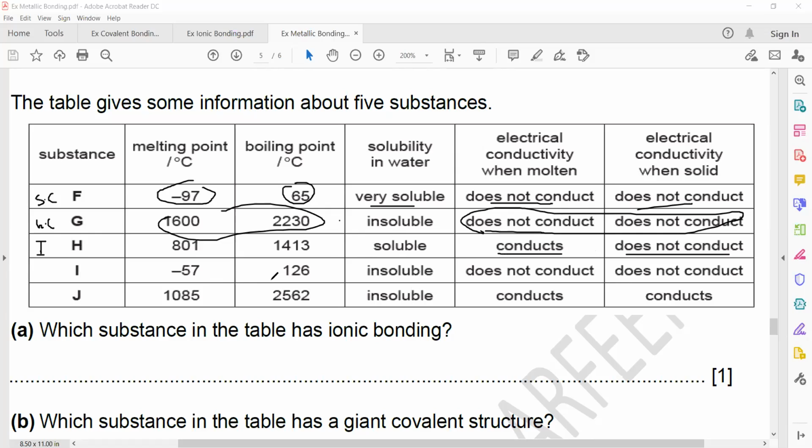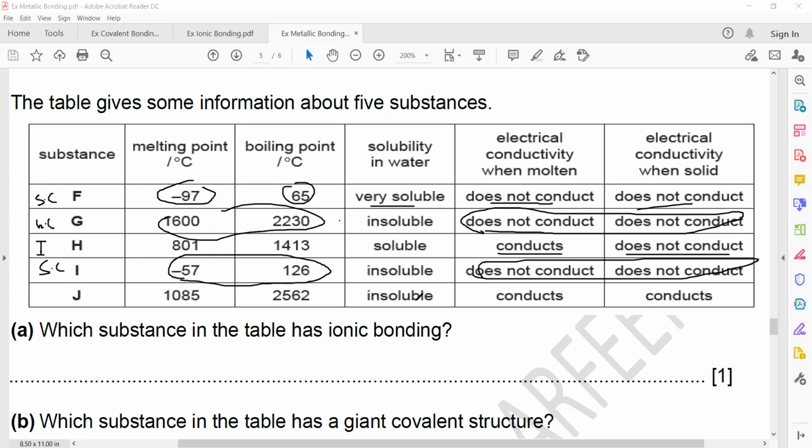Minus 57 and 126, insoluble, does not conduct electricity. What could this compound be? Low melting and boiling point and does not conduct electricity in molten or in solid state. What could this compound be? Simple covalent. So this is simple covalent.